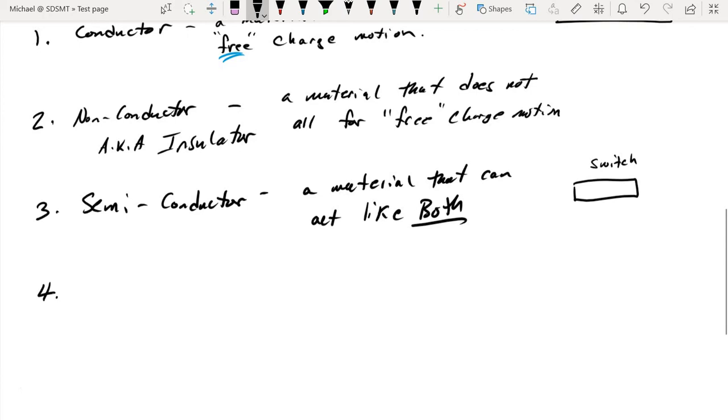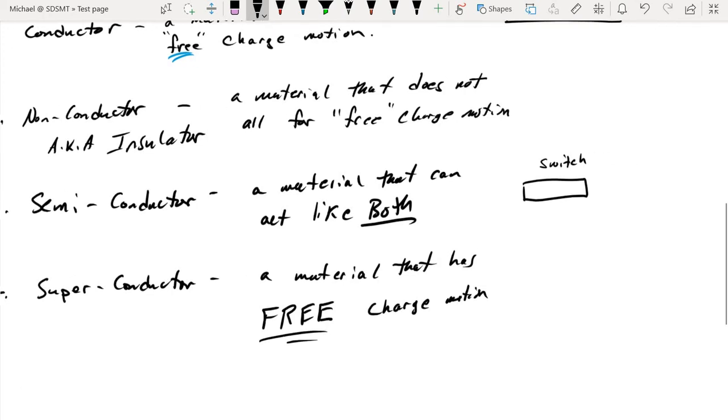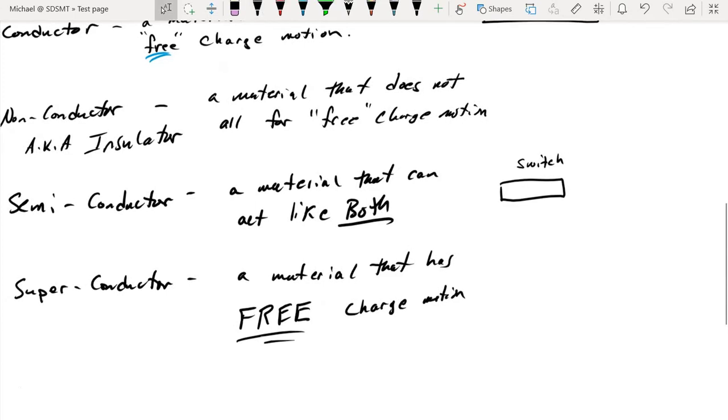And then the fourth and final type of material is a superconductor. And this is a material that has free charge motion. No quotation marks. Free charge motion.